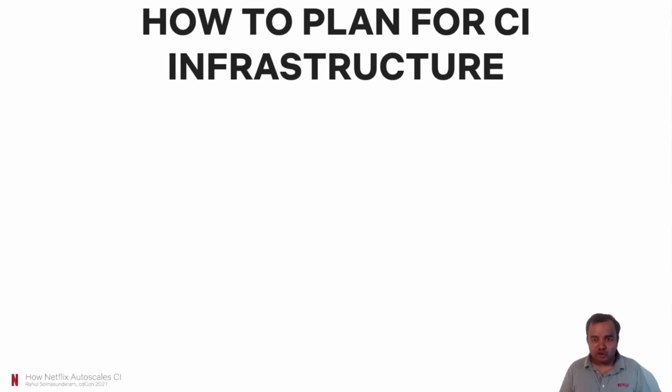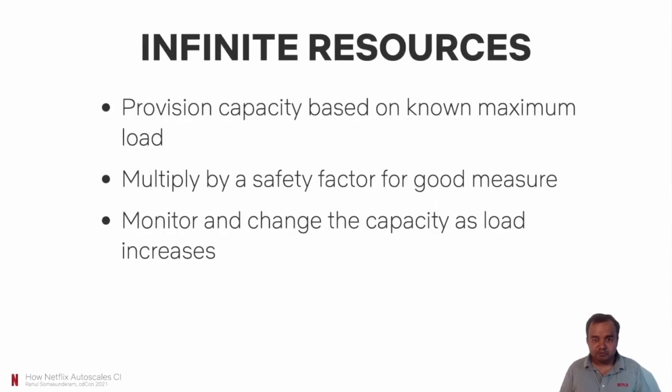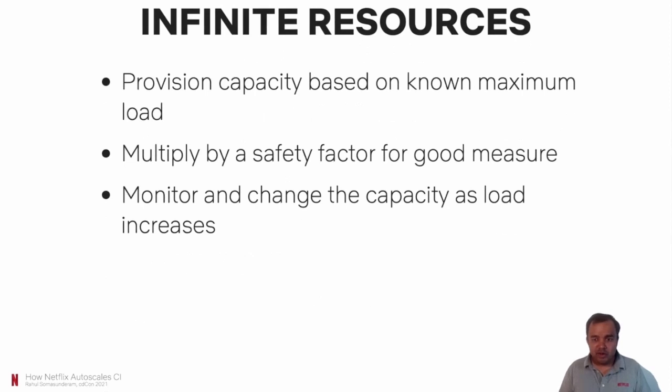Planning for CI infrastructure is in some ways similar to planning for other applications. You need to plan ahead of time to make sure you've got enough capacity. There are some differences in CI workloads, though. The first way is to assume infinite resources. This is the easiest way to do things. You guess what the maximum workload is, and you pad that estimate and provision capacity. Then you keep revising your estimate as you go along.